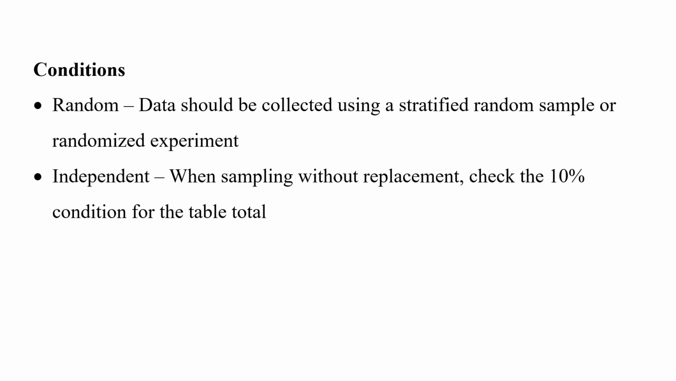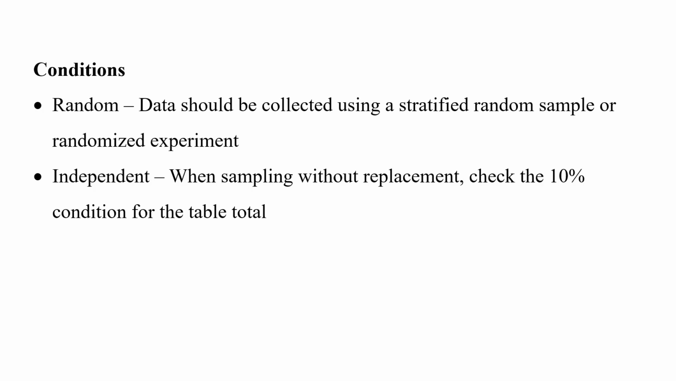If you are sampling without replacement, so if you are taking a stratified random sample, you do have to check the 10% condition for the table total. Okay, so 10% condition for the population as a whole. So even though we have separate males and females groups, you don't have to check the 10% condition for each group because it's a stratified random sample.